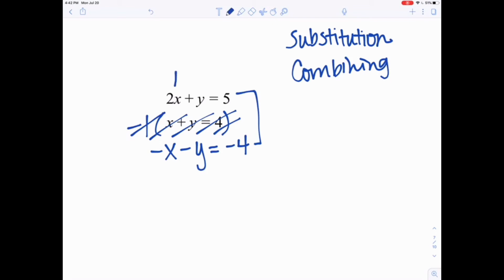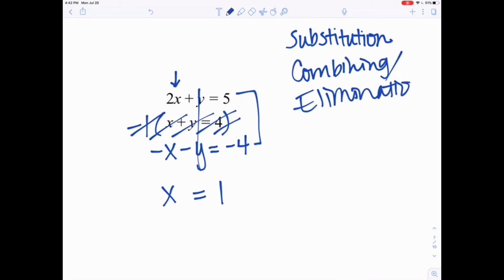So I start with 2x. 2x minus x gives me x, because 2 minus 1 is 1. y minus y gives me 0, so that just cancels out. Equal sign is carried down. 5 minus 4 is 1. x equals 1. So by eliminating, or combining, it could also be called elimination.